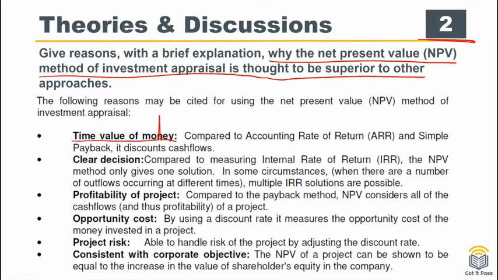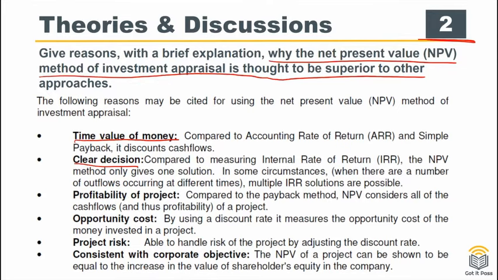Okay, as we shared in the lecture as well, NPV is discounted by a factor which considers the time value of money, as compared to accounting rate of return and simple payback. They don't consider any discounting, but for NPV, net present value, it is a good approach because it considers the time value of money. And next is the decision can be clear, no ambiguity.